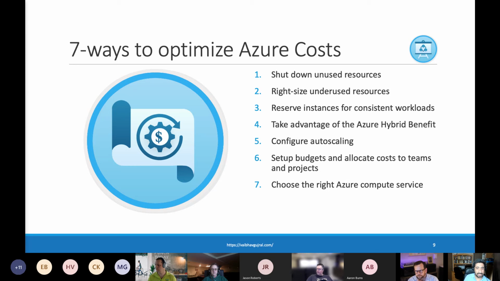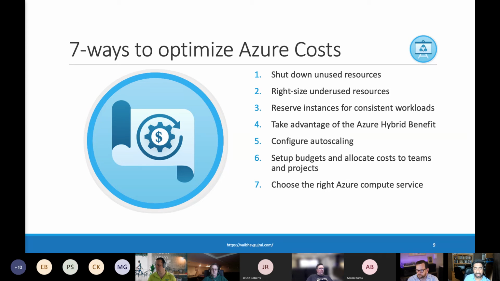The second is around right sizing. You should always right size the underused resources. Don't allocate capacity more than what is needed in your environment. As a thumb rule, as I was saying in the last slide as well, I always start with the smallest size that I think is the right for my workload. And then I utilize monitoring tools to keep monitoring my workload and see how my resources have been behaving.